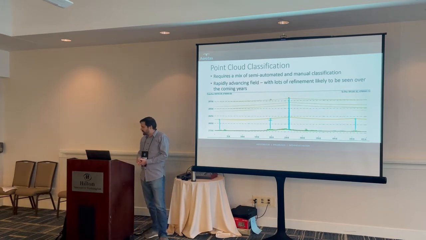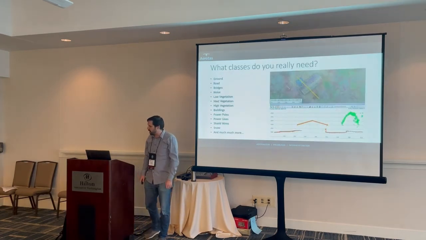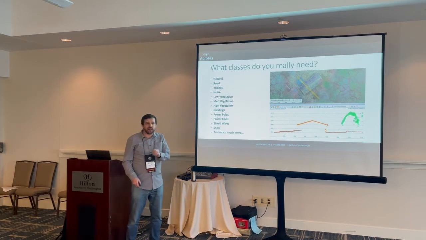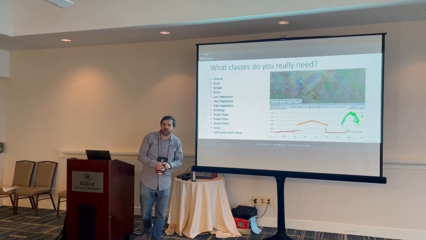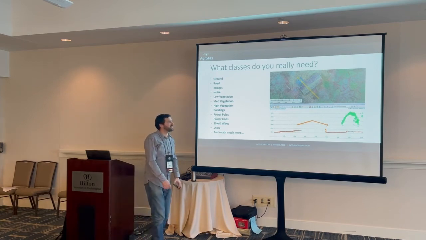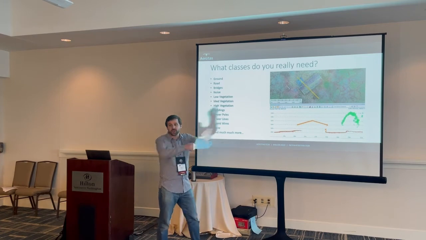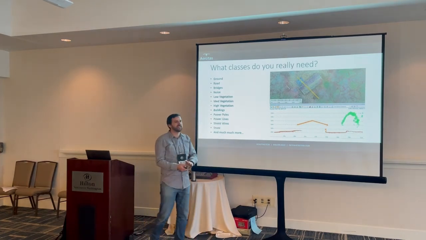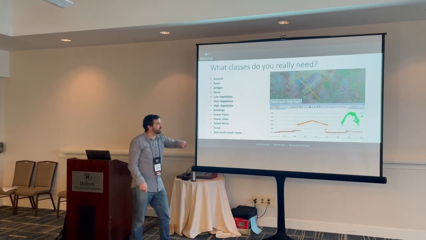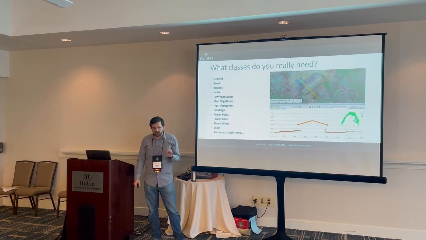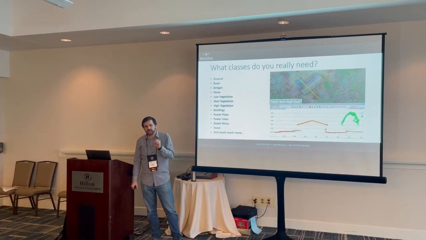I think it is really important to ask very early on, what classes do you actually need? Because classifying every single point in a point cloud is a very, very tedious process. Do you need to classify the difference between high vegetation and call that high vegetation, and low vegetation and call that grasses, and medium vegetation for shrubs? Do your buildings actually need to be classified as buildings? Because the answer is, for most surveys, usually not.